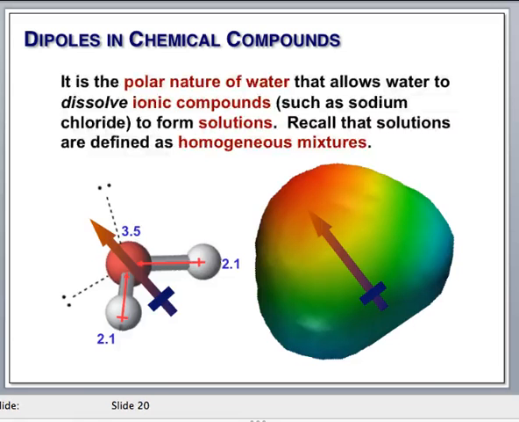The fact that water has this molecular dipole is the thing that's going to allow it to interact with ionic compounds, break apart the crystal structures, and draw them into solution. Remember, a solution is a homogeneous mixture. We learned that way back in chapter 1. The unique thing about water that allows it to do this is the fact that it has this very pronounced molecular dipole.